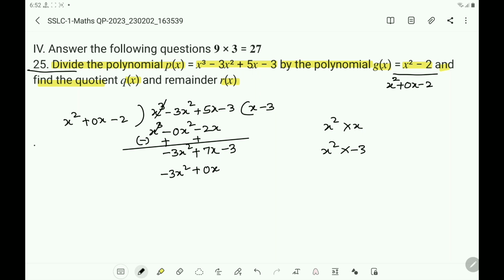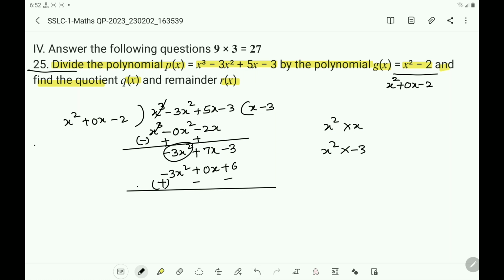You write 0x only. Then minus 2 into minus 3. Minus 2 into minus 3 is plus 6. Because minus into minus becomes plus. So 2 into 3 is 6. Now again you have to subtract this from this. Therefore change the sign. This becomes plus because here minus there and here plus is there. So you change it to minus. Again this is also plus, you change it to minus.